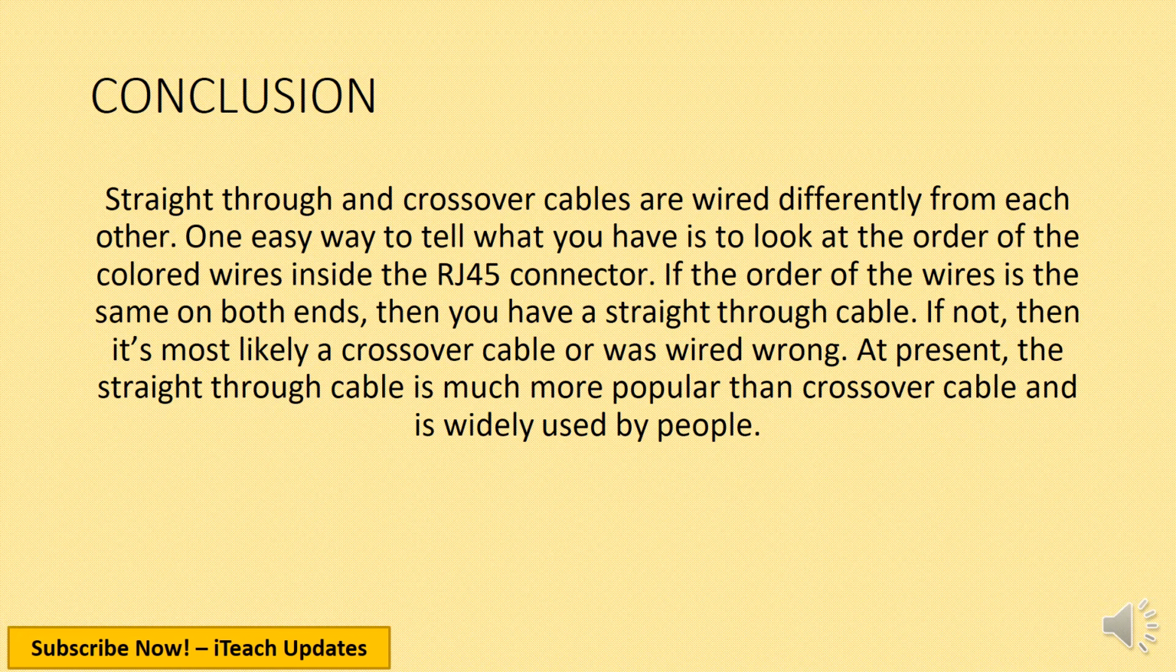Conclusion. Straight-through and crossover cables are wired differently from each other. One easy way to tell what you have is to look at the order of the colored wires inside the RJ45 connector. If the order of the wires is the same on both ends, then you have a straight-through cable. If not, then it's most likely a crossover cable or was wired wrong. At present, the straight-through cable is much more popular than crossover cable and is widely used by people.